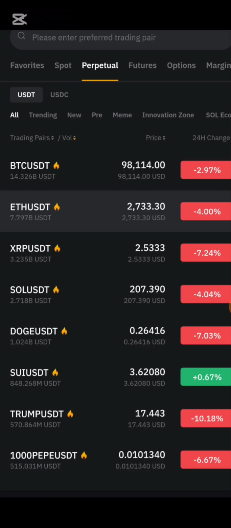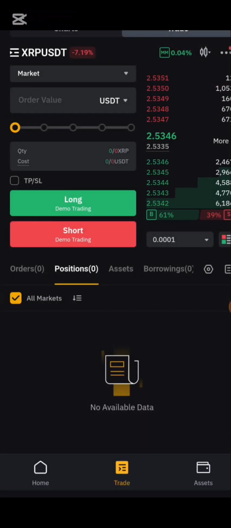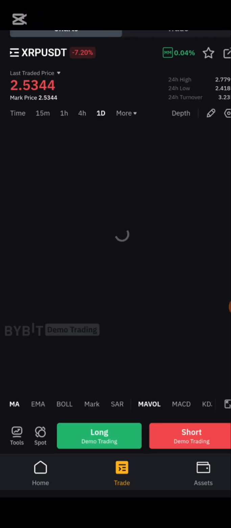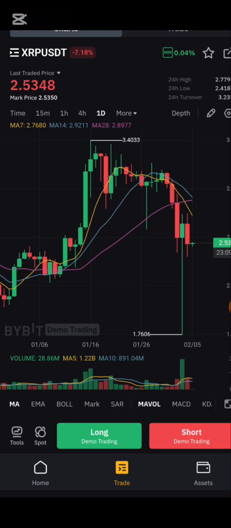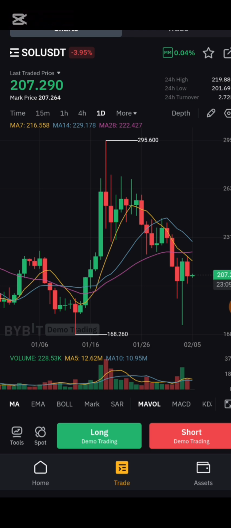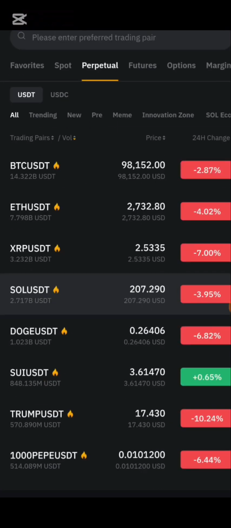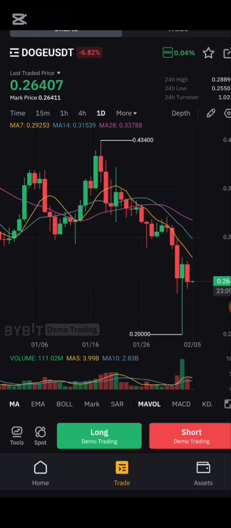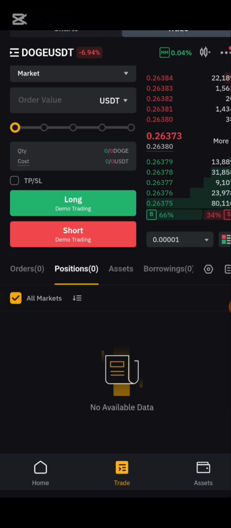So now let's check the next one, XRP USDT. So let's check the trade. All right. This one is the market. It's not stable for me, so I have to check the next one. So USDT is the same thing with the other one. So let's check Doge. Okay, Doge is going down. Doge is going down.